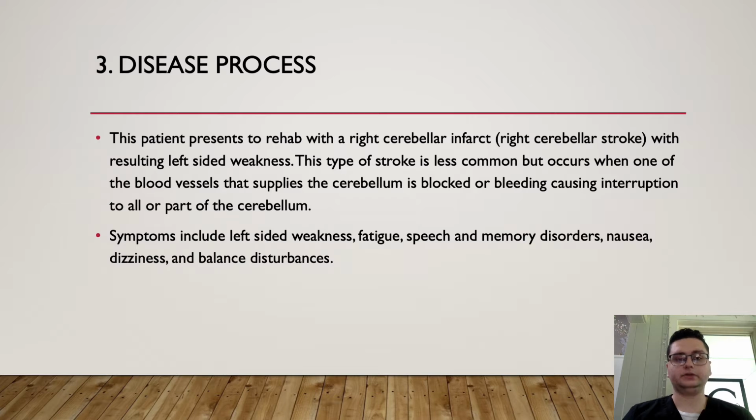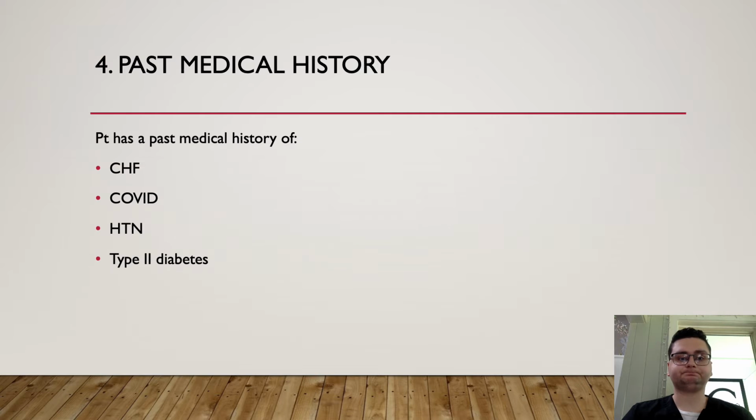weakness. So this type of stroke is less common, but it occurs when one of the blood vessels that supplies the cerebellum is blocked or bleeding, which causes interruption to all or part of the cerebellum. And symptoms include left-sided weakness, fatigue, speech and memory disorders, nausea, dizziness, and balance disturbances. So this particular patient, balance was a big issue that they had. So their past medical history, this particular patient had a medical history of CHF, COVID, hypertension, and type 2 diabetes.